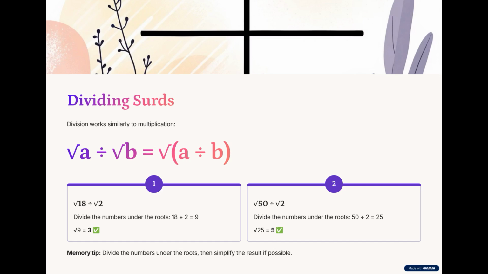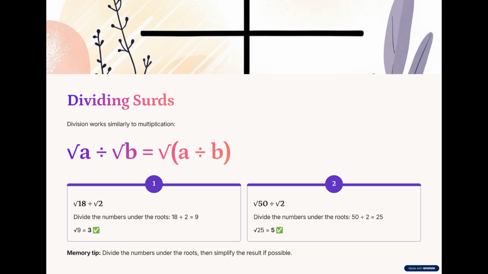The rule is square root of a divided by square root of b equals square root of a divided by b. For example, square root of 18 divided by square root of 2 equals square root of 18 divided by 2 equals square root of 9 equals 3. Another example, the square root of 50 divided by the square root of 2 equals the square root of 25 equals 5. A memory tip.